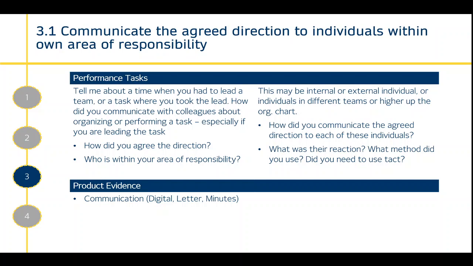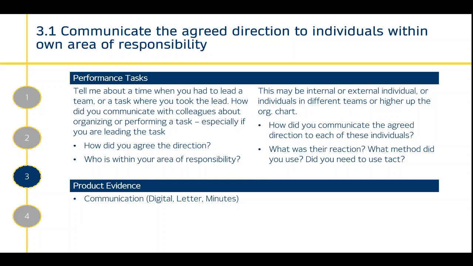Moving on to the third outcome, 3.1, is communicate the agreed direction to individuals within your own area of responsibility. Communicate, so this is specific about communication, and therefore product evidence should be digital communication, letter, or meeting minutes. So it's quite easy to get product evidence for this criteria. Communicating the agreed direction to individuals within your own area of responsibility, that is where you're assigning tasks. So sort of similar to the last one there.